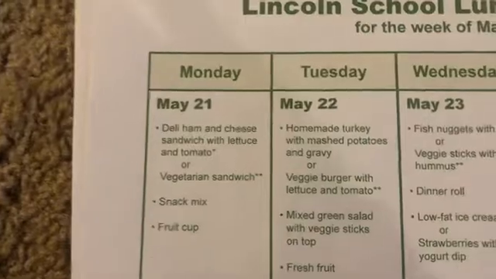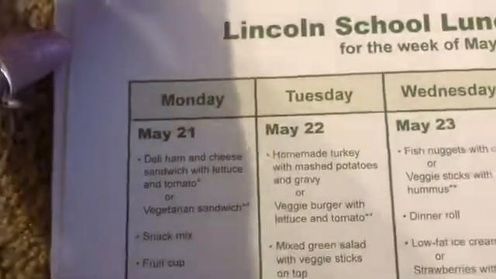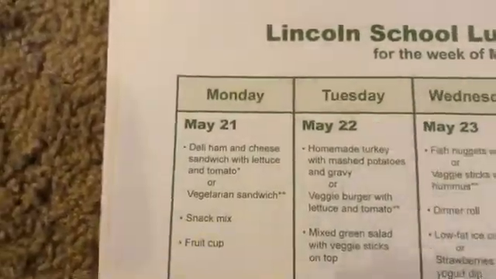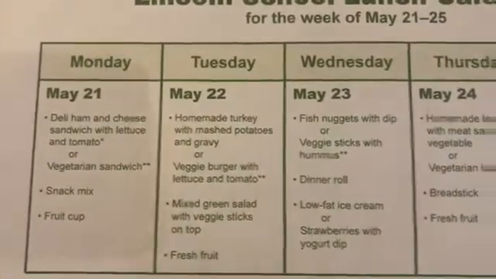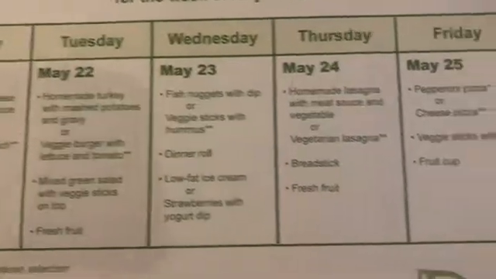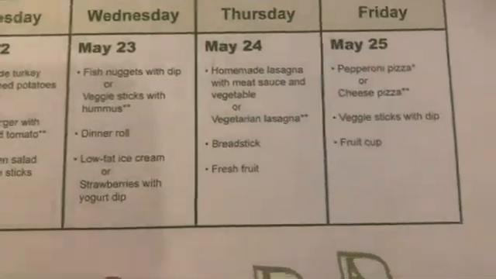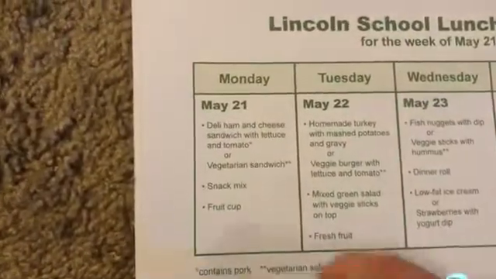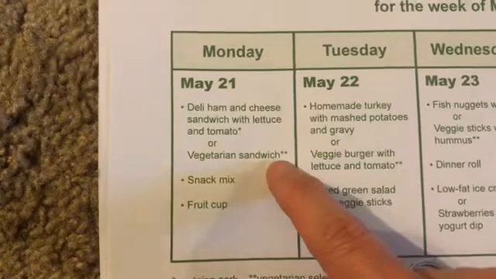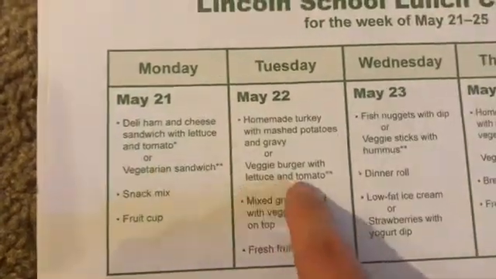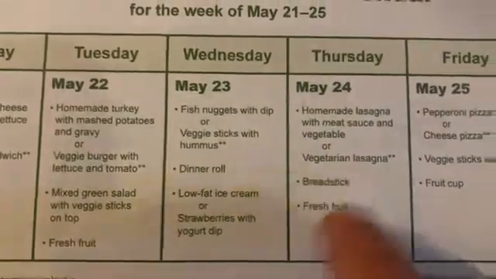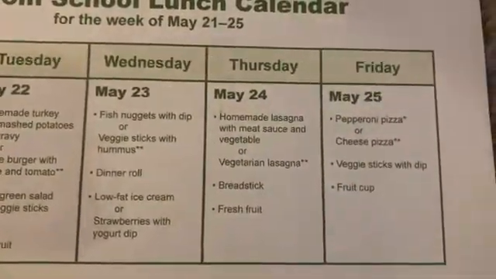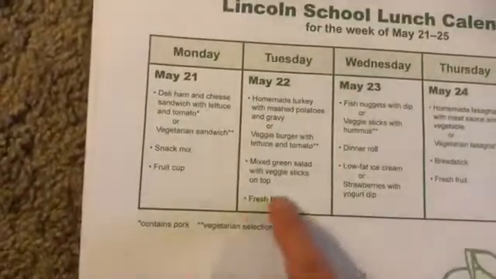So if I didn't want to eat pork, I would know that I'd have to stay away from any lunch entree that has 1 asterisk, like that one, and the pepperoni pizza. And if I wanted to eat only a vegetarian entree, I would look for the 2 asterisks, like the vegetarian sandwich, the veggie burger, the veggie sticks with hummus, vegetarian lasagna, or veggie sticks with dip. That is called a legend.